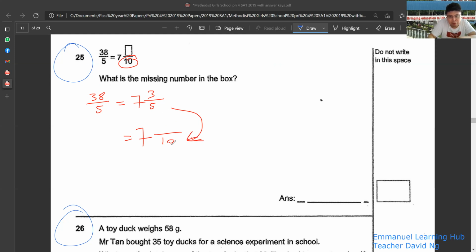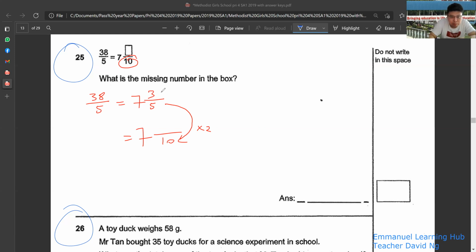5 goes through a process for it to become 10, right? What happened to the 5? How did 5 become 10? 5 went through a process called multiplying by 2. 5 multiplied by 2 becomes 10. Understand? Yes. So if 5 multiplied by 2 becomes 10, right?